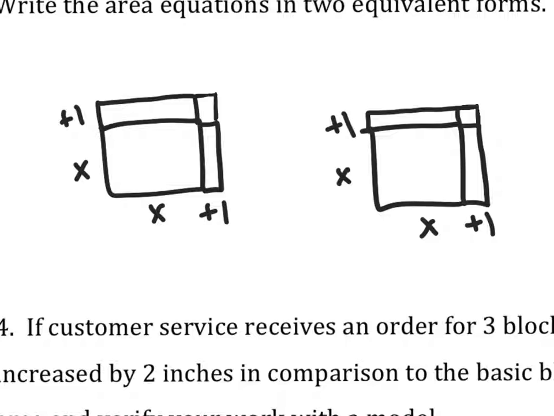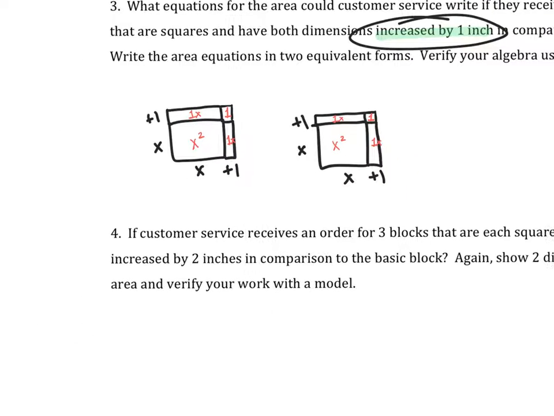So now let's look at the area. This guy is going to be x times x, which is x squared, same as over here. Then this is just going to be 1x up here, 1x right here, same as over here. And then this little guy is just going to be 1 times 1, so it's just going to be 1. Shablam. Okay, so let's talk about what the formula would be.